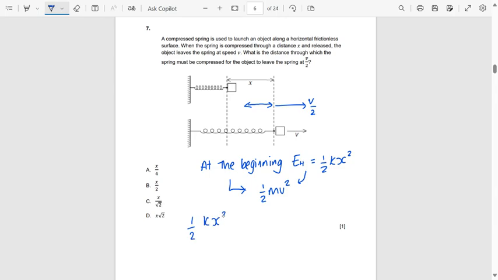So here we go. Half kx squared, we're assuming 100% efficiency, goes to half mv squared. Now, m is a constant, half's a constant, k is a constant. So we can see that x squared is proportional to v squared. So v goes to v over 2 squared, which goes to v squared over 4.